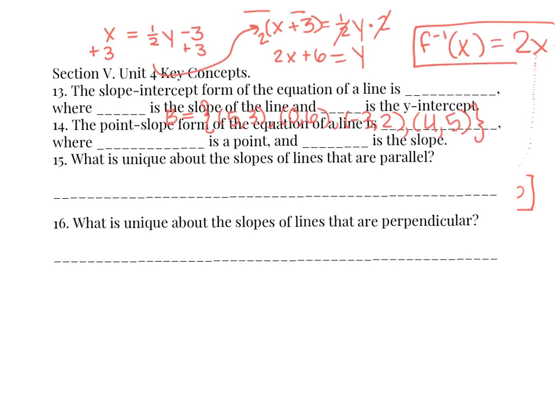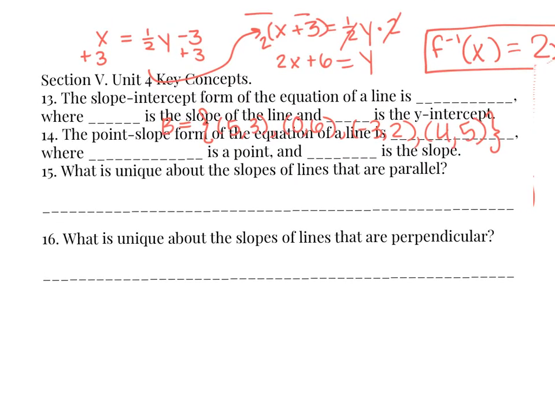Then I've got my last section here, the key concepts. What was this unit all about? My goal for these questions is for them to be easy, free points. So 13 says, the slope-intercept form of the equation of a line is y equals mx plus b, where m is the slope and b is the y-intercept. We took a quiz over this. I don't know how many times I've said this, but if I had $1 for every time I went through that, I'd probably be a millionaire.